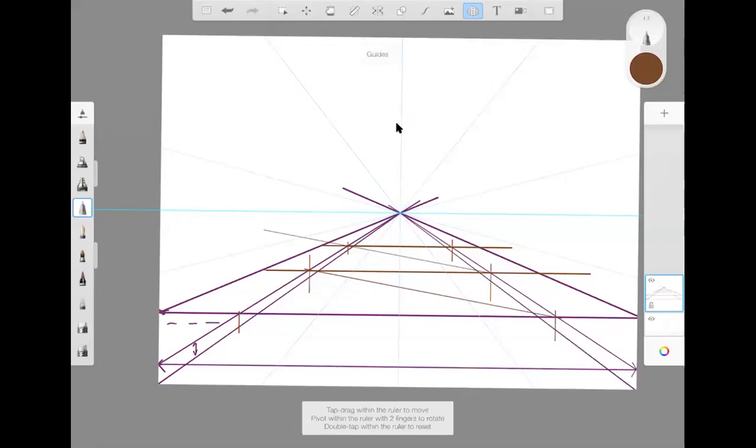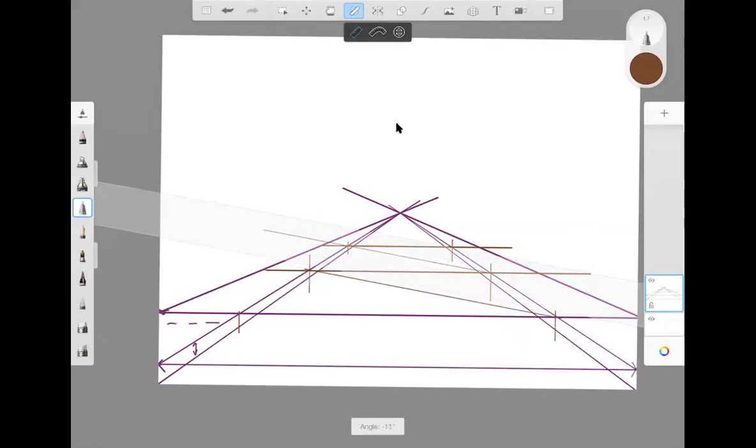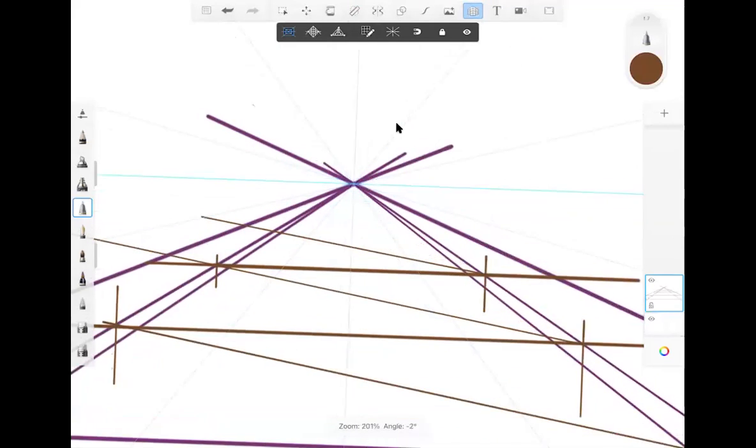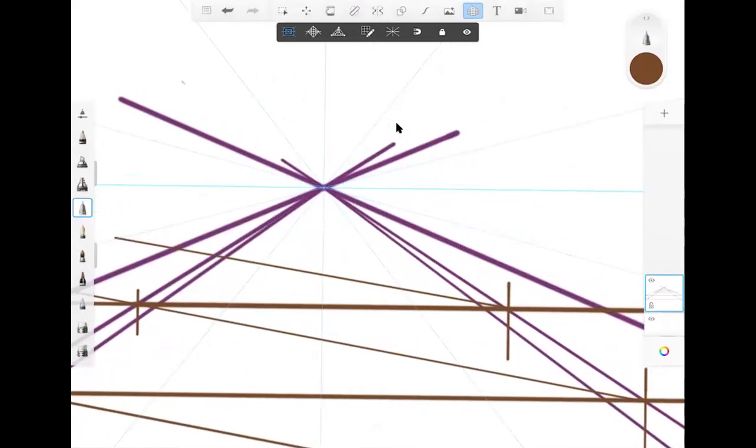How did I pick that angle? Again, I just said, what do I perceive to be the right angle? What feels good? Is that okay? I think it is. So much of drawing is perception.